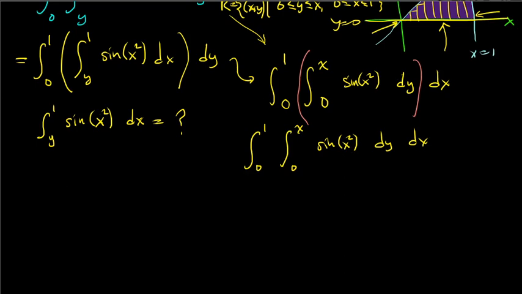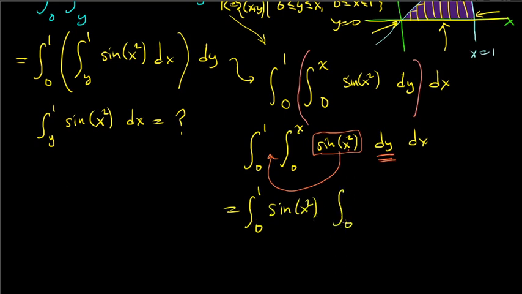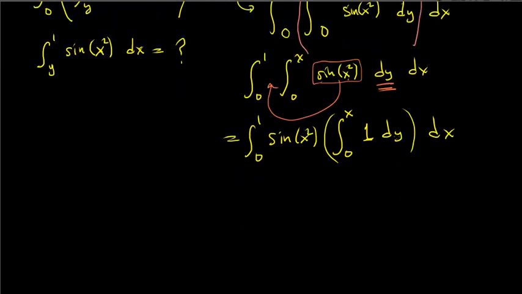But look carefully. What's the variable we're integrating with respect to now? We're integrating with respect to y. X is a constant. So sine of x squared is a constant. We can bring that outside the integral. In other words, this is just the integral from 0 to 1 of sine of x squared, and what we're really integrating now is the integral from 0 to x of 1 dy. We'll do the dx later. But this integral, I hope you can do that in your head, because I can't make it any easier than that.